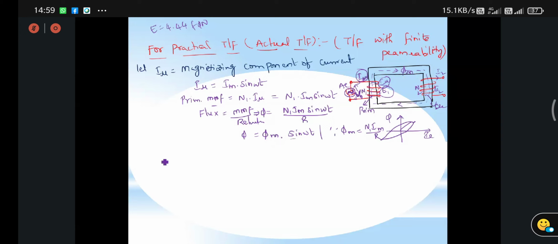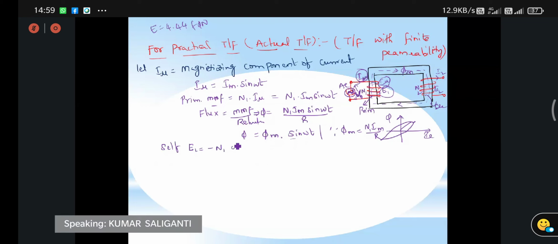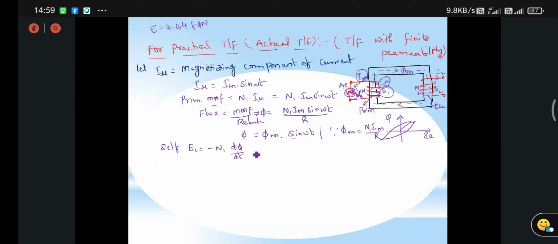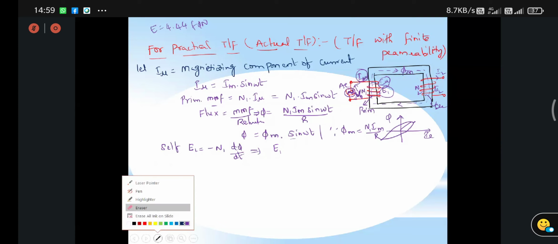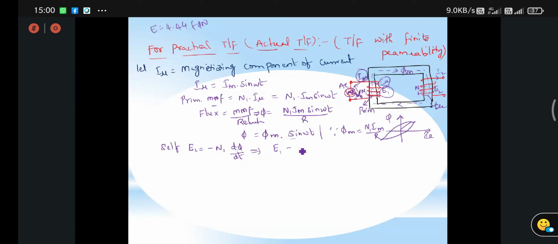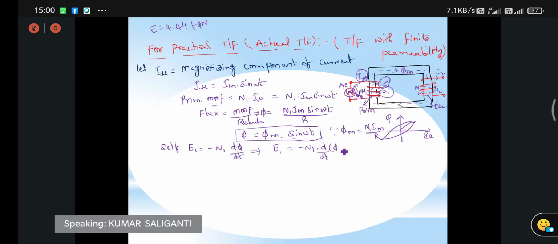As you know, according to the self-induced EMF and mutual induced EMF definitions, the self-induced EMF is given as E1 equal to minus N1 d phi by dt. So E1 equal to minus N1 into d by dt of phi m sin omega t.